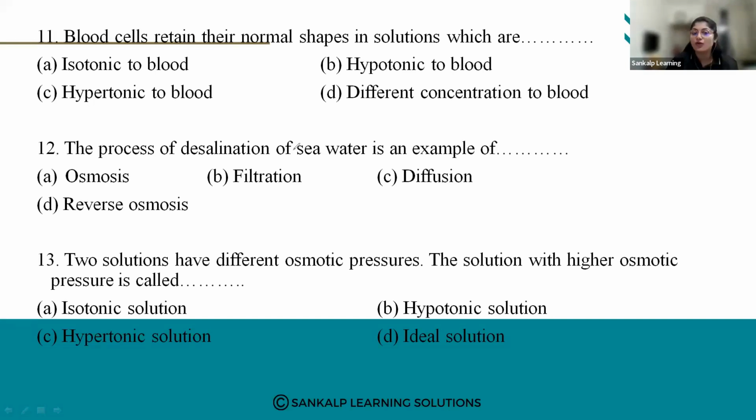The process of desalination of seawater is an example of: A, osmosis, B, filtration, C, diffusion, D, reverse osmosis. Okay, I've got the answers. There are many answers, and all are saying D. Suhas, Bhavna, Jyoti, Lakshmi, Sindhu, Sanjeevni, Supriya, Swati, all have answered D. Harshita also is saying D. What about others?